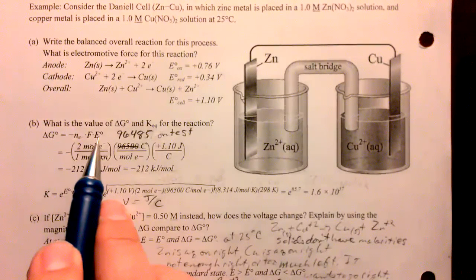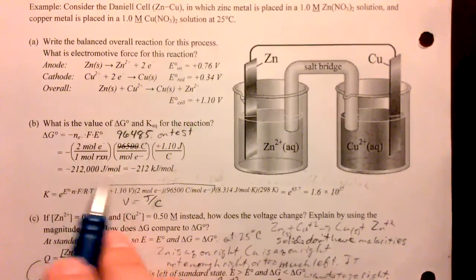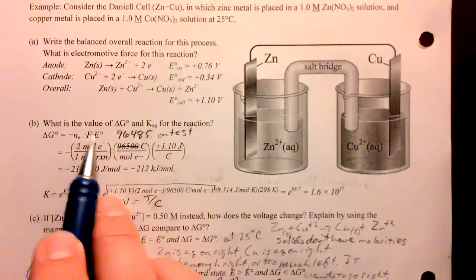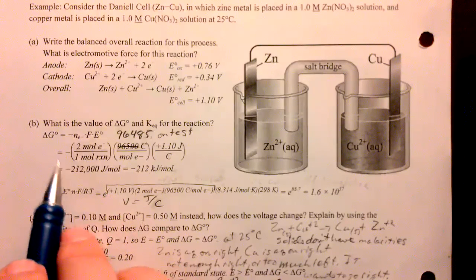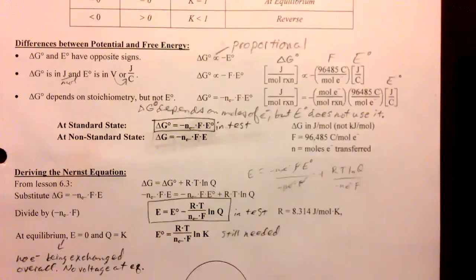So this needs to be positive for the reaction to be favored. But remember, favored reactions have negative delta G's. So this reaction has a negative slapped on it so that we'll get a negative value for delta G standard in the end. Let's go back to the Nernst equation for a moment and solve it for K.